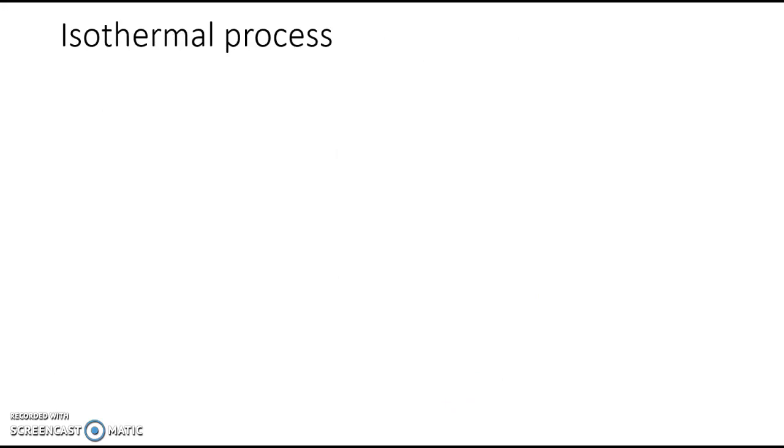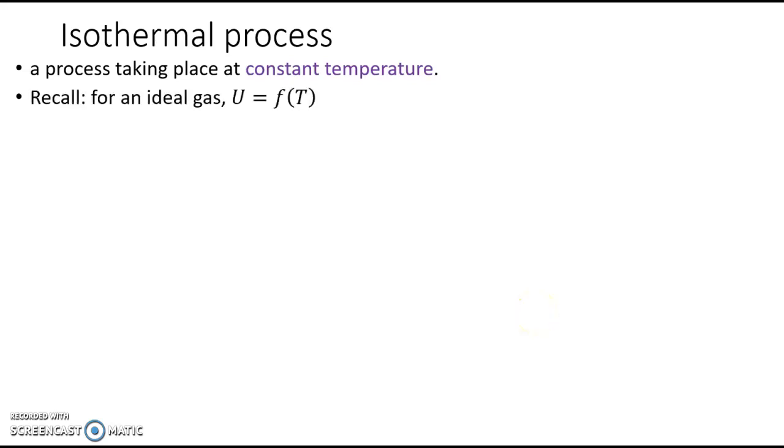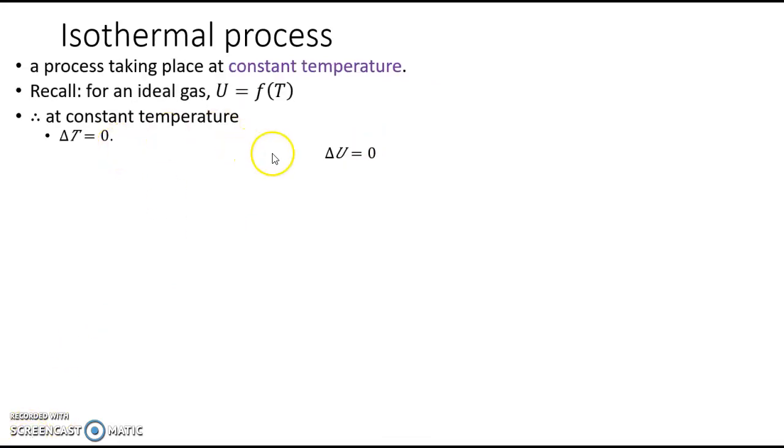An isothermal process is a process that is carried out at constant temperature. So constant temperature, that's delta T equal to 0. Remember that an ideal gas is a gas for which its internal energy is a function of temperature only. So if temperature does not change, delta U is equal to 0. So at constant temperature, delta U is equal to 0.